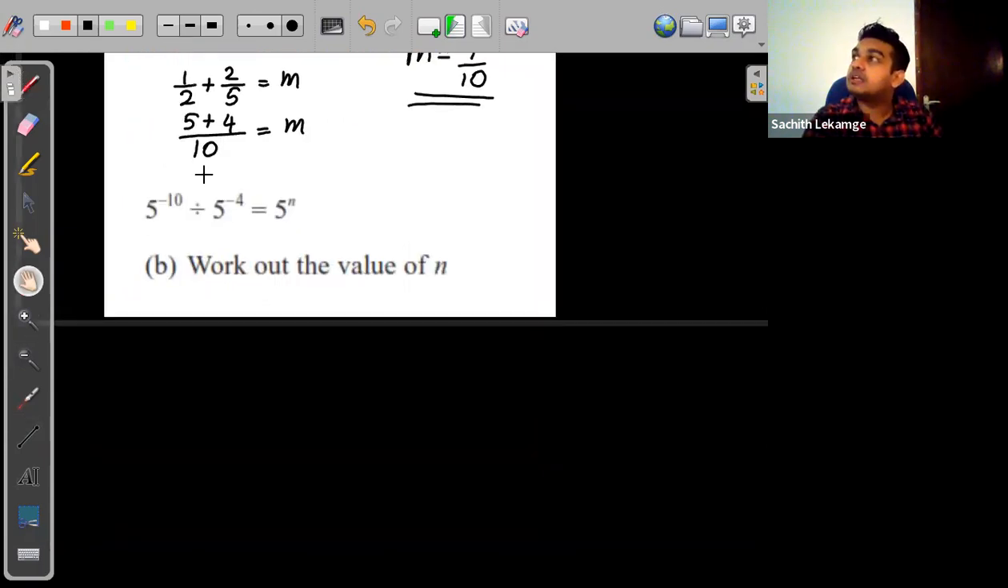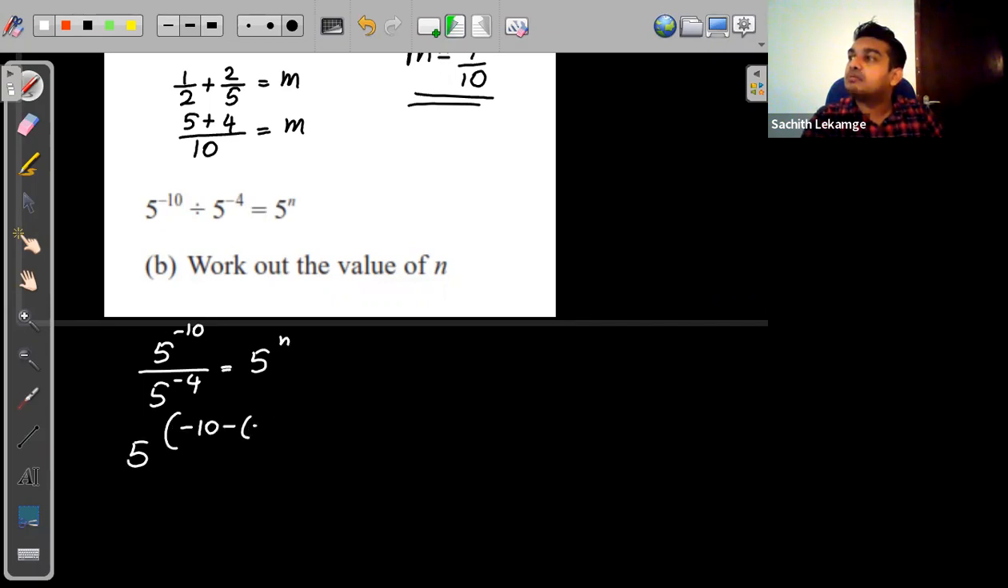This one, work out the value of n. Okay, so when you do division, always write it as a fraction. 5 to the power 10 over 5 to the power 4 equals 5 to the power n. Now you can write 5 to the power 10 minus 4 equals 5 to the power n. So minus minus plus. So then you can write 10 minus 4 equals n, so n equals 6. Okay.